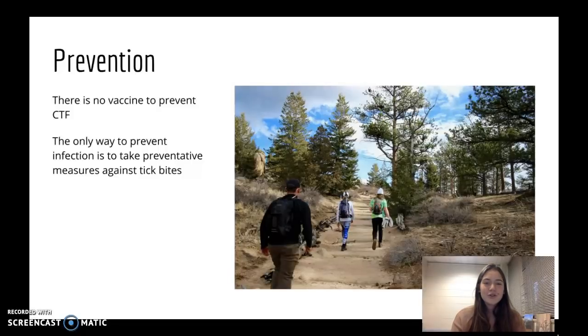Though you should also, after you are finished with hiking through any kind of shrubbery or any place that ticks really like to be, go through your clothes to make sure you aren't bringing any ticks back into your house.